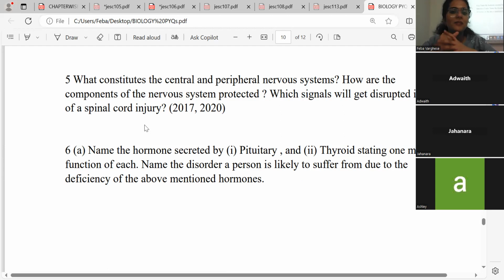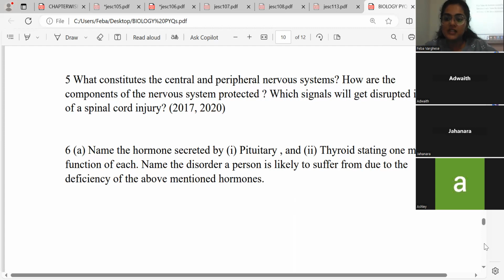Now, how are the components of the nervous system protected? You have to write that the brain is protected by the cranium, cerebrospinal fluid, and meninges. And the spinal cord is protected inside the vertebral column. Over there also there is cerebrospinal fluid, that means it's associated with the spine also. Now which signal will get disrupted in case of spinal cord injury?